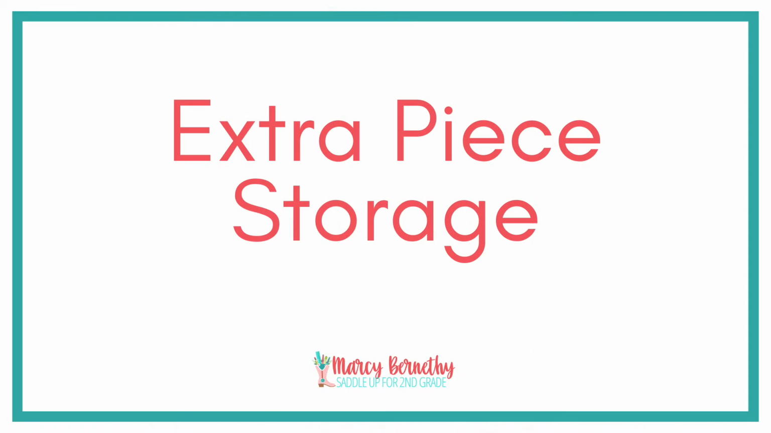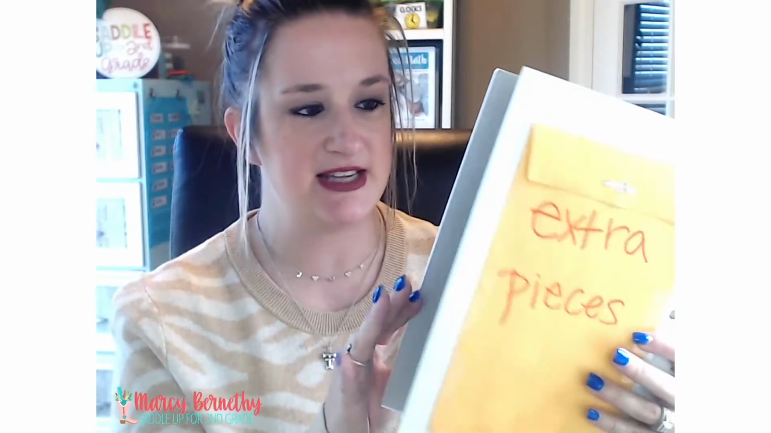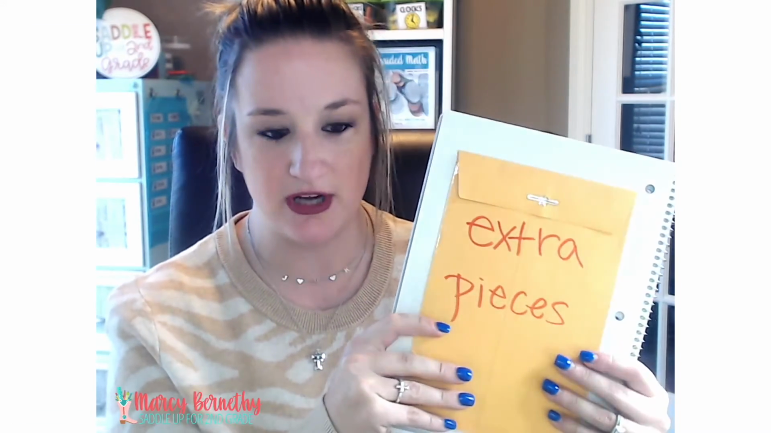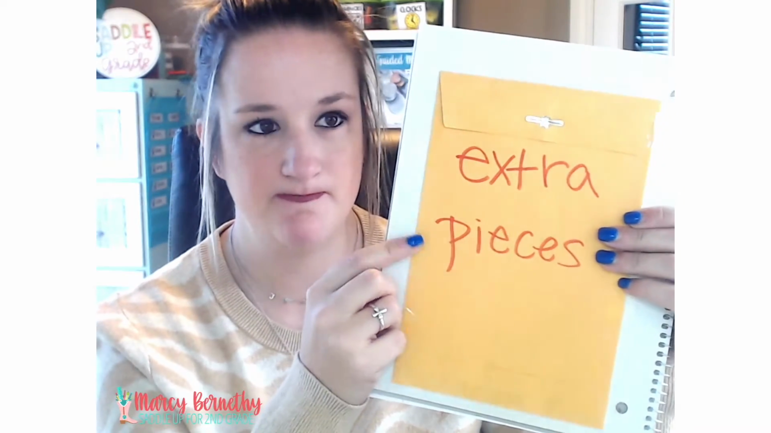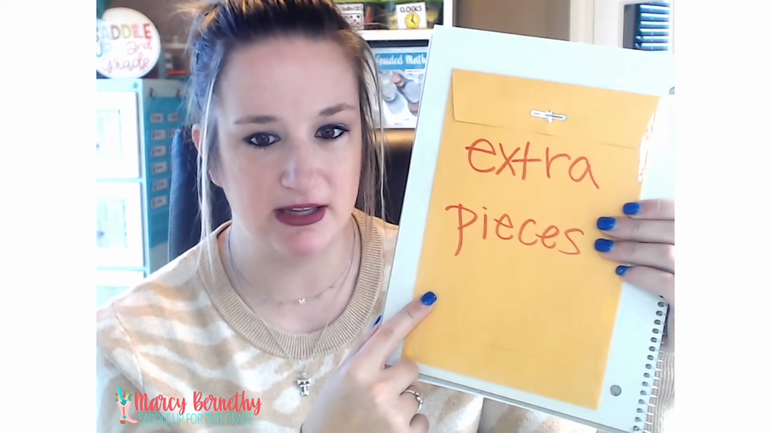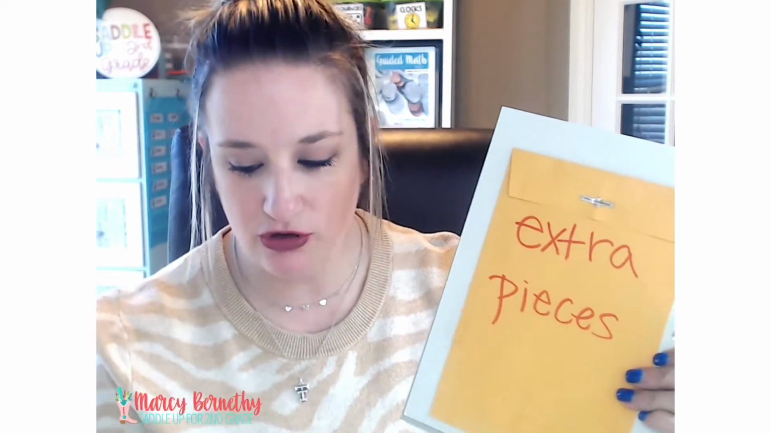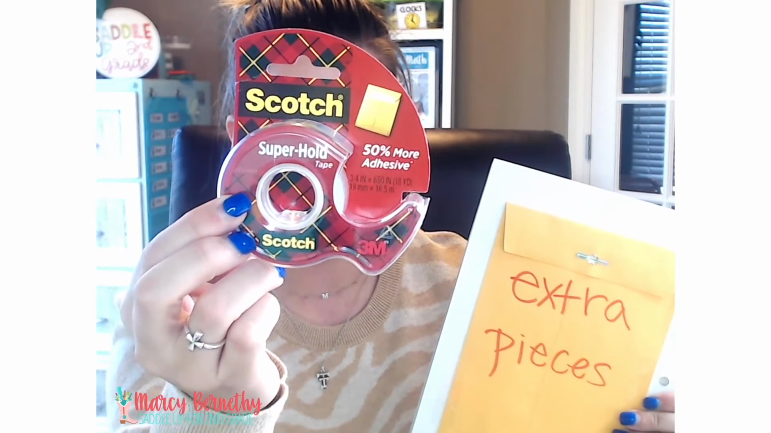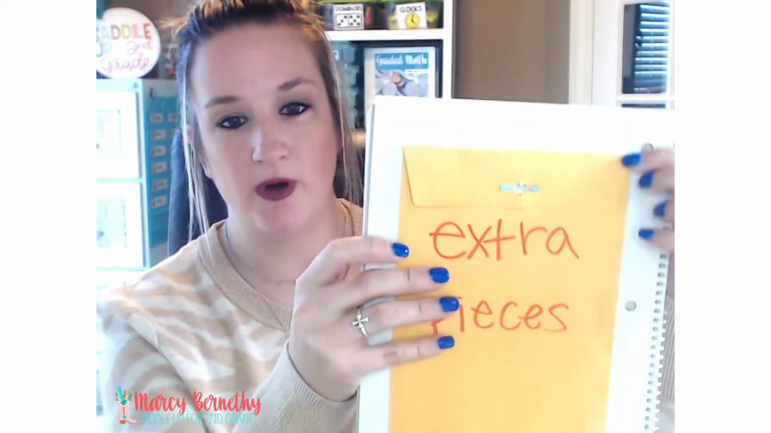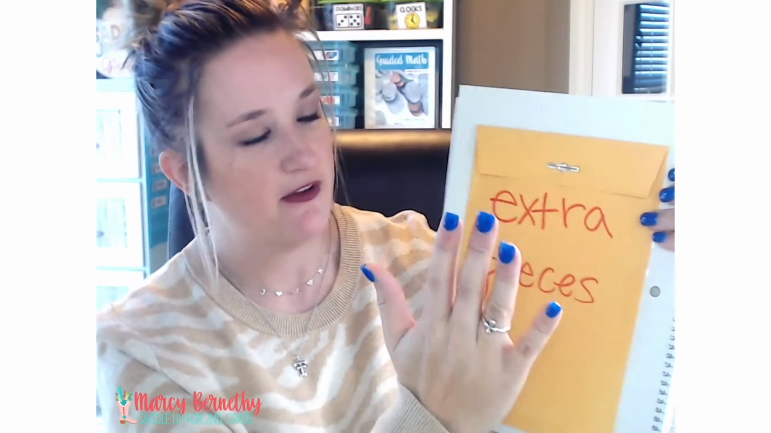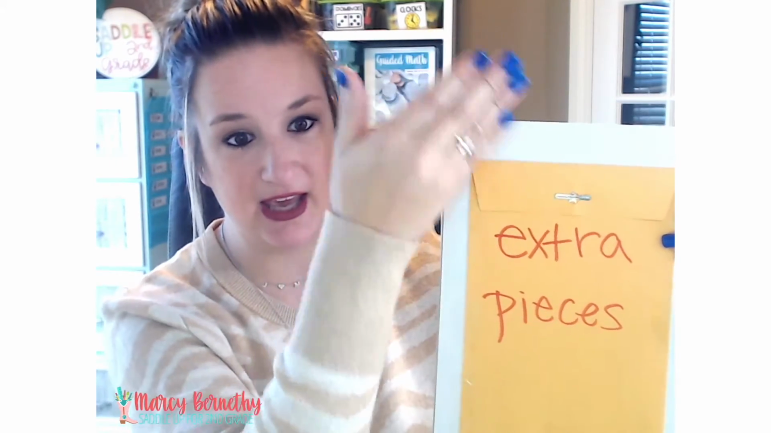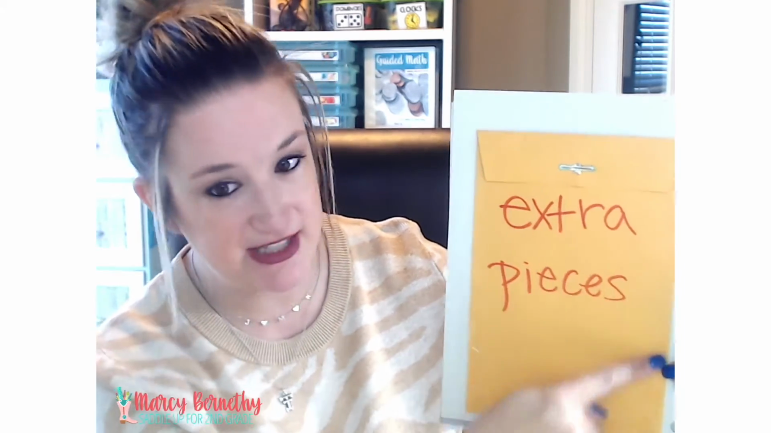Another thing that I would recommend is I do mine on the inside front cover. You could easily do yours on the back. I believe these are 6x9 manila envelopes, and I use the Scotch brand heavy duty tape, which says it's 50% more adhesive, and I've never really had an issue with this tape. What I do is I tape the envelope face down, so the flap can lift up and down, and then I tape all around.